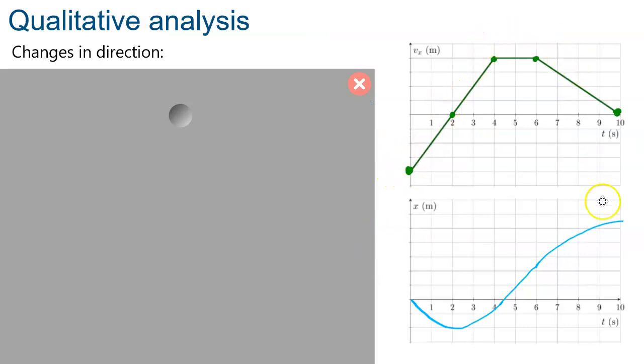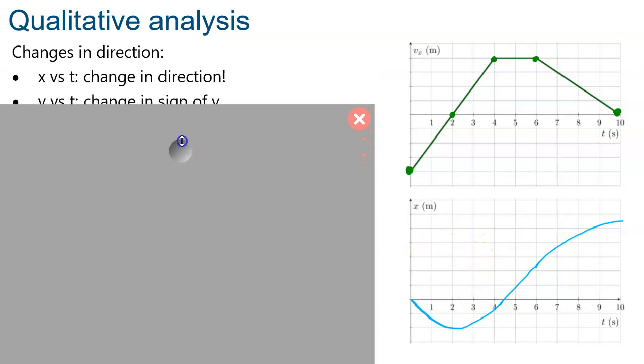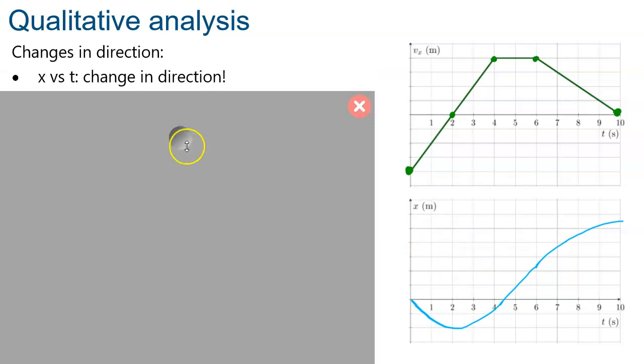Finally, I want to go back to the graph we discussed before to discuss two things that are related to qualitative analysis of these graphs. First one is to be able to identify when there's a change in direction. So on the position versus time graph, the change in direction is occurring whenever the curve is actually changing direction. So in here you see at 2 seconds, the object was moving towards the negative direction, and then after 2 seconds, it's moving towards the positive direction. So that one is easy. Whenever you have a change in direction on a position versus time graph, the object is actually changing direction.